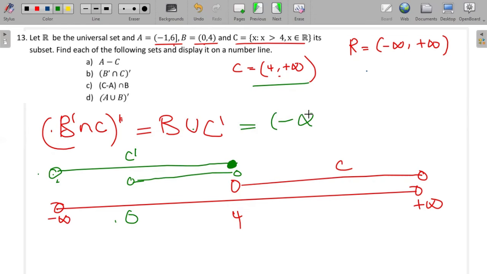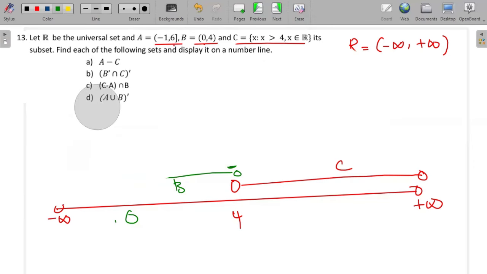So minus infinity all the way to what? 4, but the 4 is included because we are getting a union. No wonder we're including it here. It's just in the C complement. In the B here, it's not there, but we're getting a union, so we also include it. So you can solve it in this way or the other way in which we did it. So that is that.